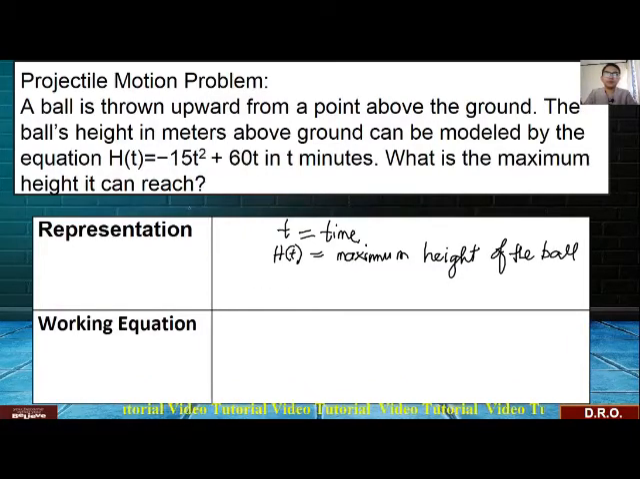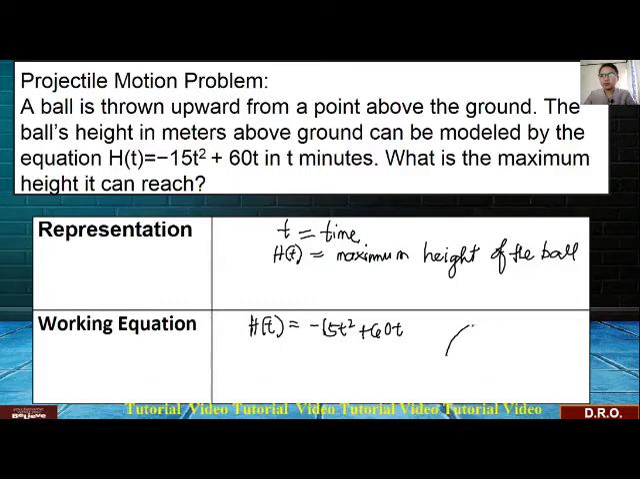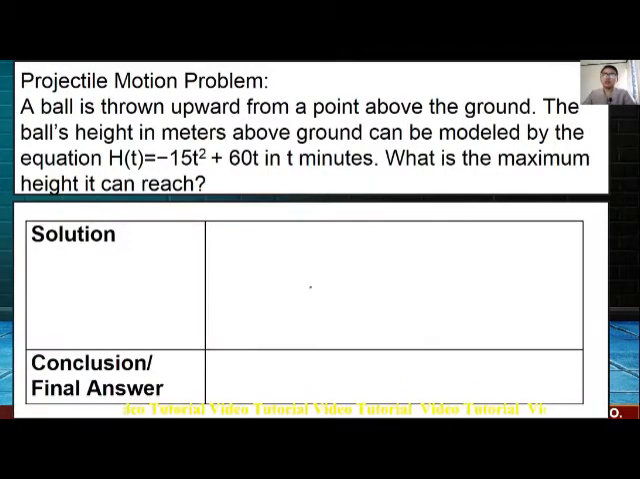Now, for our working equation, this will be h of t is equal to negative 15t squared plus 60t. So this is already in our problem. So what is asked in the problem is the maximum height the ball can reach. So if this will be the illustration of that problem, as you can see, this is the maximum height or the vertex. So that will be the illustration. So the ball will reach this peak or the value of h and k.